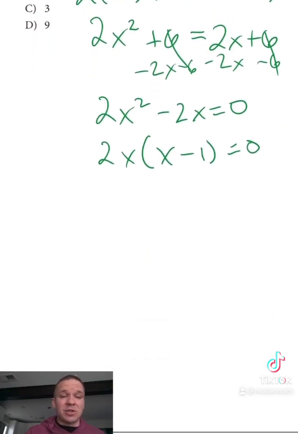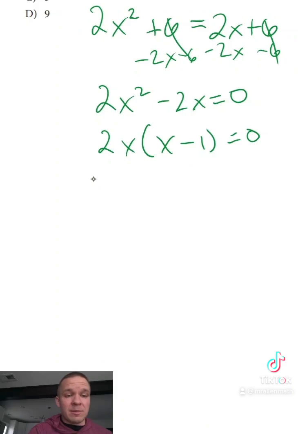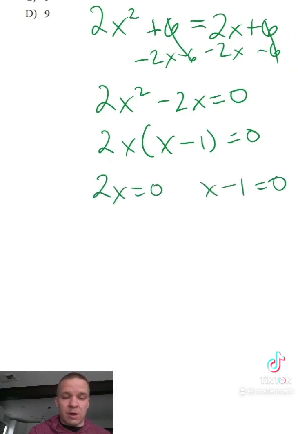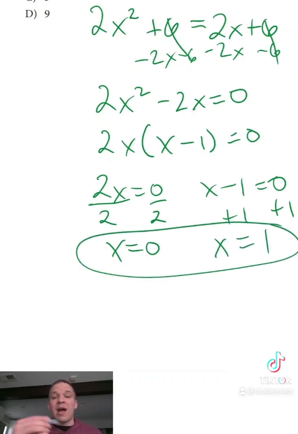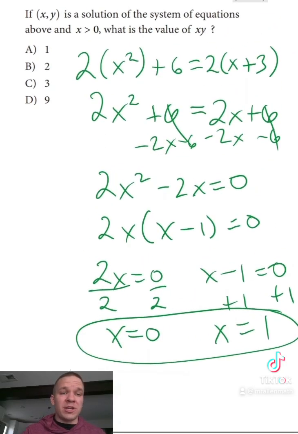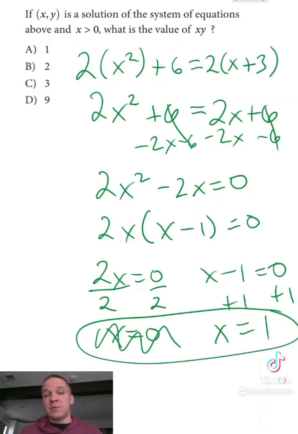Now I can take these two factors and set them equal to 0. So I'm going to have 2x equals 0, and I will have x minus 1 equals 0. I need to solve both of these. So I divide by 2, and I'll get x equals 0. Over here, I'm going to add 1, and I'll get x equals 1. So I've got two solutions for x. But if we look back at our original question, it says that x is greater than 0. So we're going to eliminate that one from this particular problem.